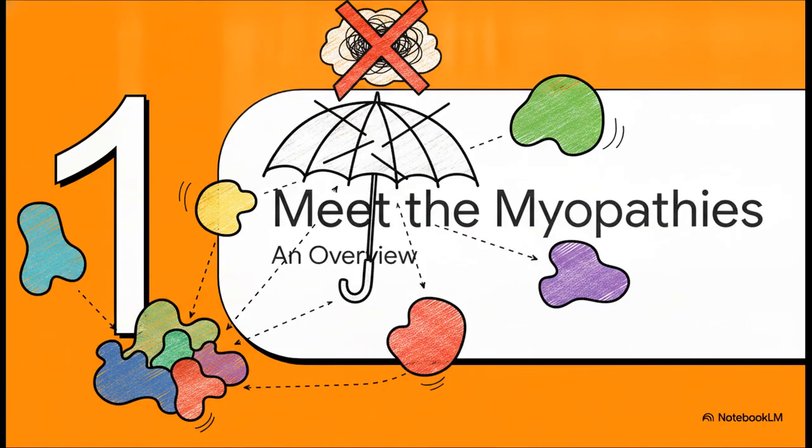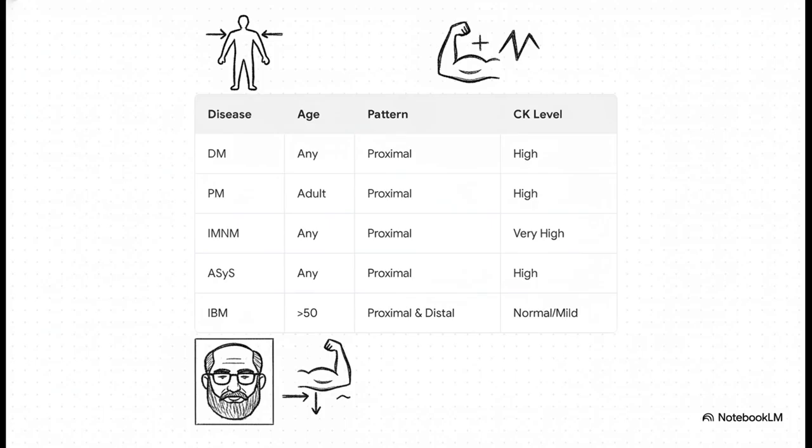All right, Section 1, meet the inflammatory myopathies. To really grasp this, we first need to completely compartmentalize these 5 distinct clinical entities. Grouping them under a single umbrella term is just a recipe for misdiagnosis and poor management. So let's separate them right out of the gate to prevent any cognitive overload. Look at this demographic and clinical split here.